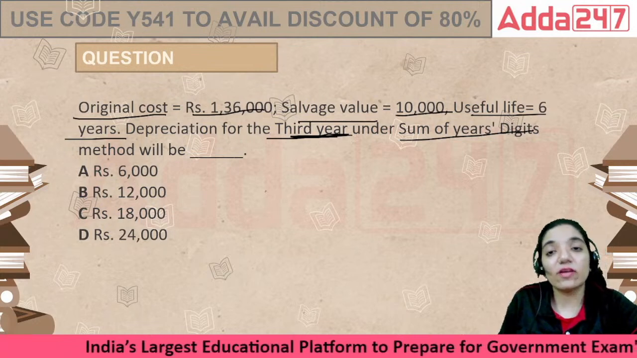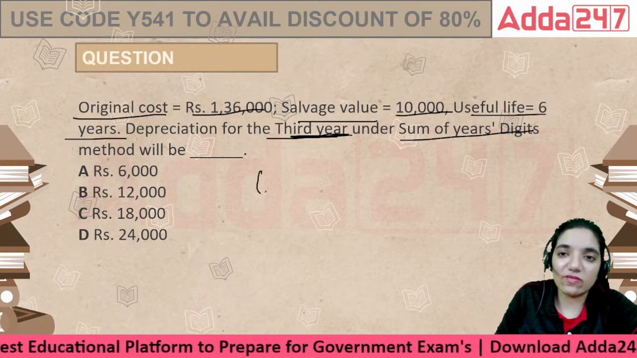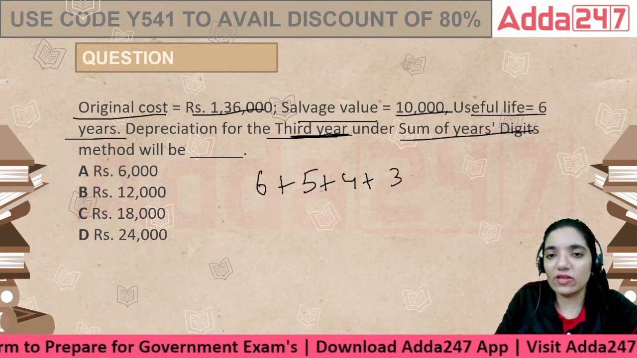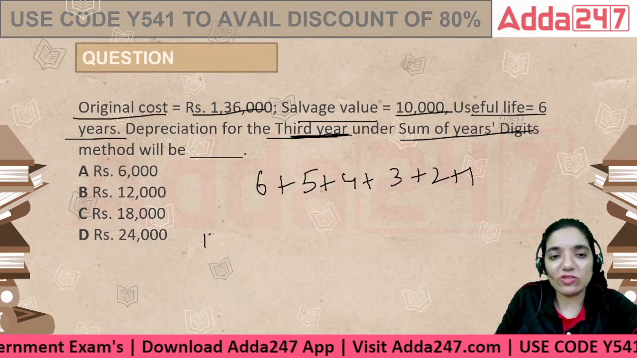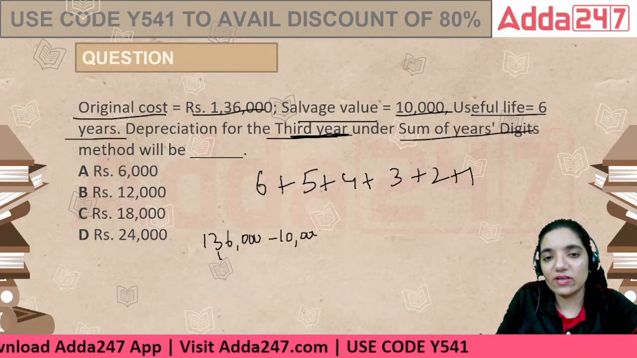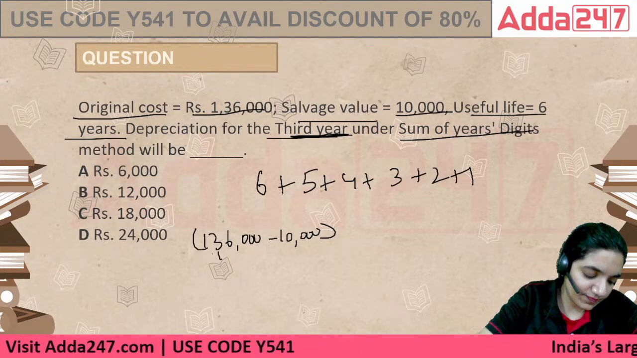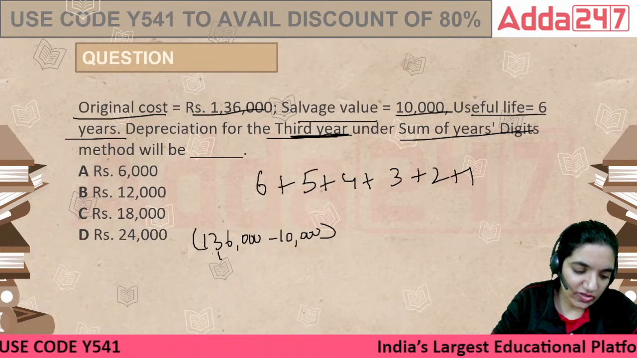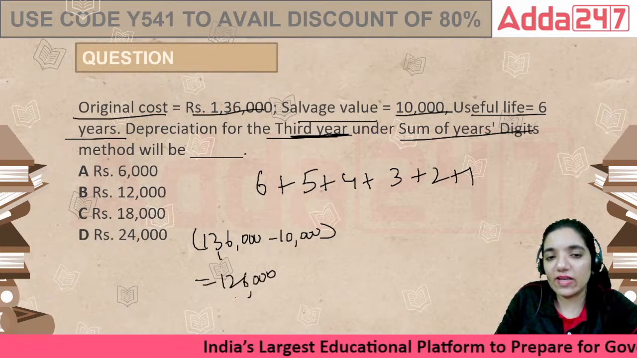In terms of the sum of digits method, we have what is the remaining life. In the first year we have 6 years left, in the second year 5, third year 4, then fourth year 3, then 2, then 1. Then in terms of the salvage value, we have 1,36,000 minus 10,000. This is your depreciable value. The total value which can be depreciated is 1,26,000.